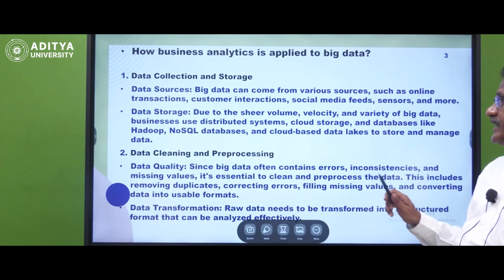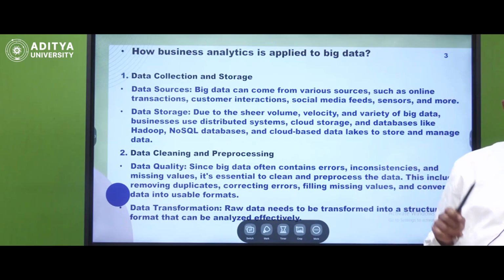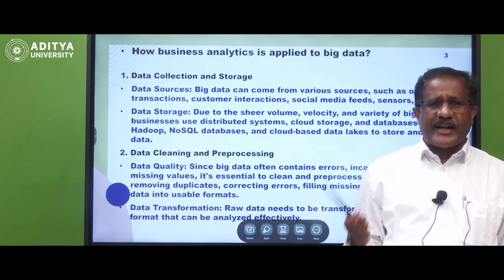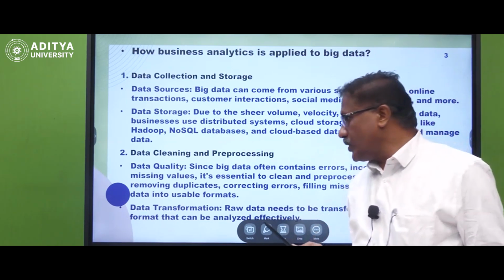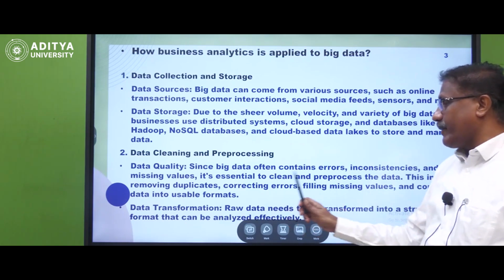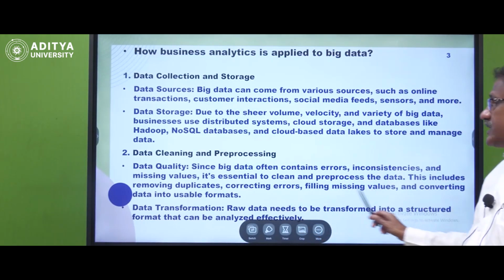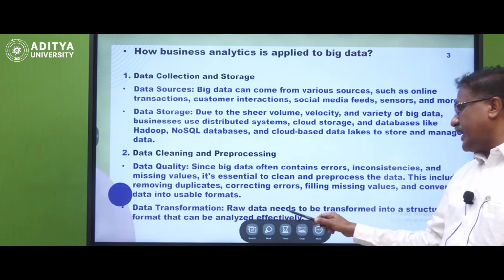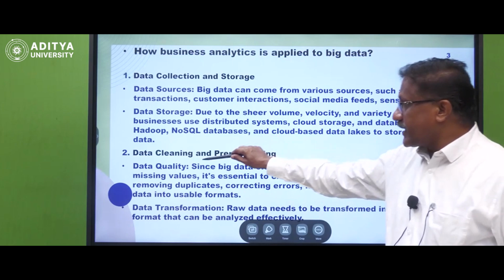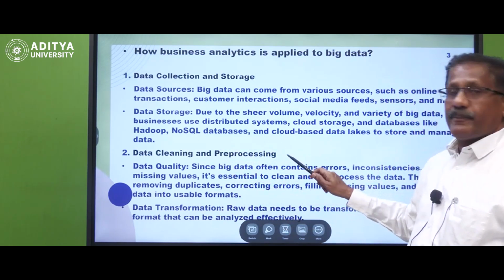And the second one is data transformation. Second point, data cleaning and data pre-processing. Here we are going to have the data transformation, because yesterday in the first session we talked about what you mean by data. Data is a fact, but it is not information. So raw data needs to be transformed into a structured format. Please underline this line. Raw data needs to be transformed into a structured format, that means it can be analyzed effectively. So these are the two points: data quality and data transformation, which come under data cleaning and data pre-processing.